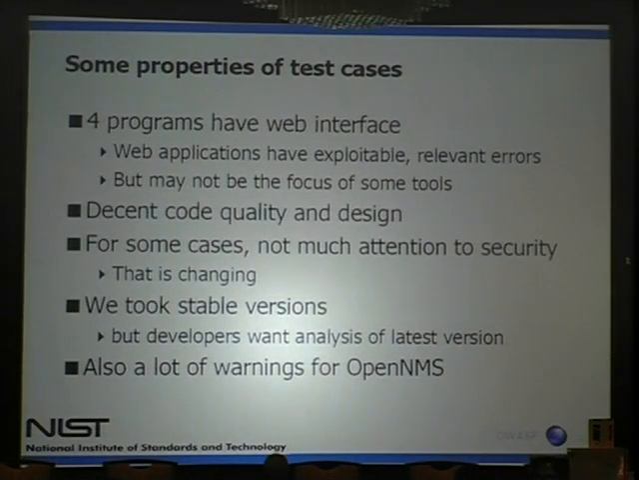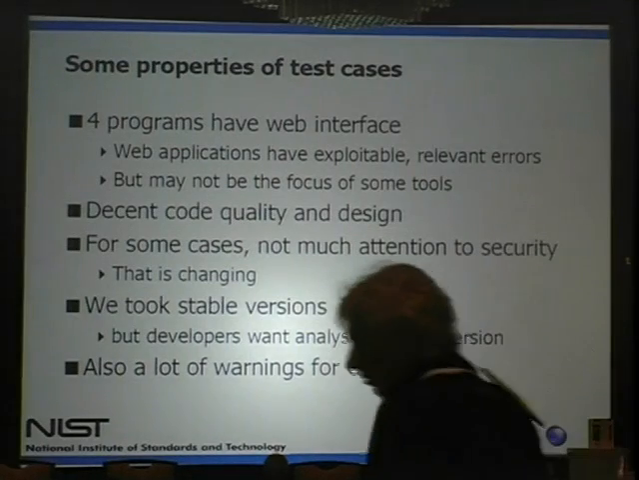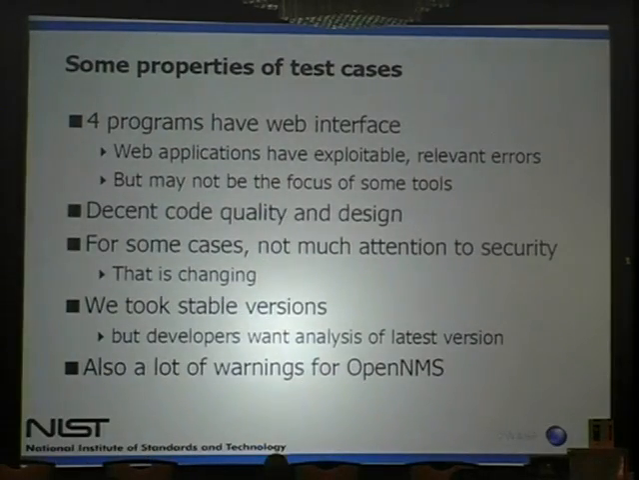Some properties of the test cases. 4 of the programs have a web interface: 3 of the Java programs and also Nagios. So those are interesting security errors to look at, but they may not be the focus of some of the tools. The tools may focus more on other types of applications.